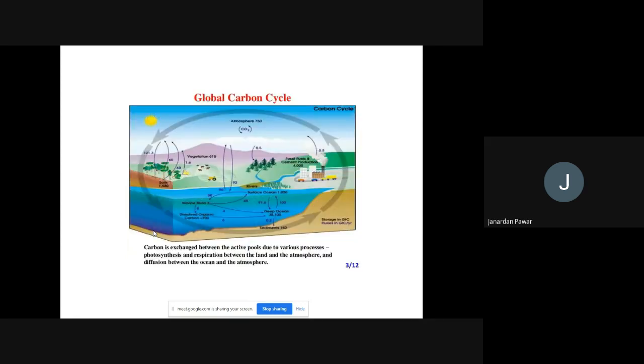Then we can have this carbon cycle also. From this global carbon cycle, we can understand how the carbon cycle works. Just go through the picture and try to get some points. Carbon is exchanged between the active pools due to various processes: photosynthesis and respiration between the land and the atmosphere, and diffusion between the ocean and the atmosphere. So this is the thing that I would like to tell you. If you look at the carbon cycle, you may understand. Just for the sake of information, I'm giving this.